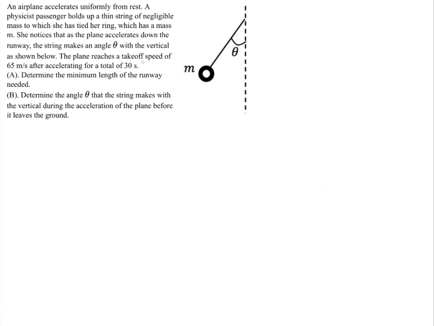The plane reaches a takeoff speed of 65 meters per second after accelerating for a total of 30 seconds. Determine the minimum length of the runway needed. So let's start with that.